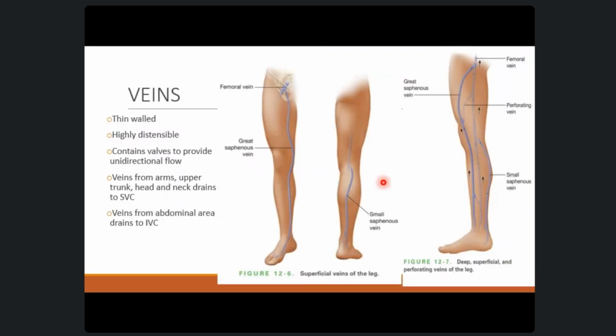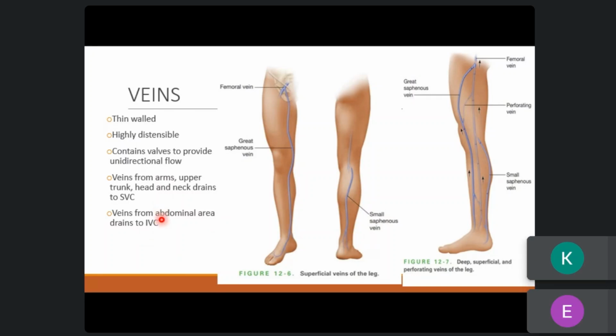So now we go on to veins. So veins are thin-walled, they are highly distensible, contains valves to provide unidirectional flow. So veins from the arms, upper trunk, head, and neck drain to your superior vena cava, and sa abdominal area drain to the IVC. So, di ba lumabas to sa exam? So, true or false ata to.